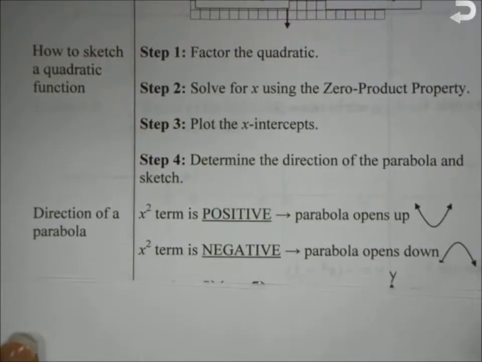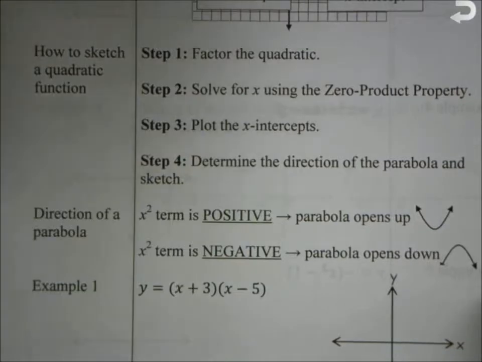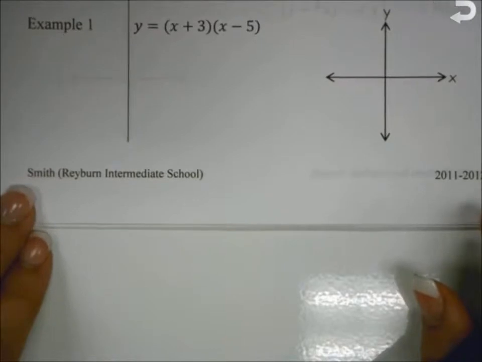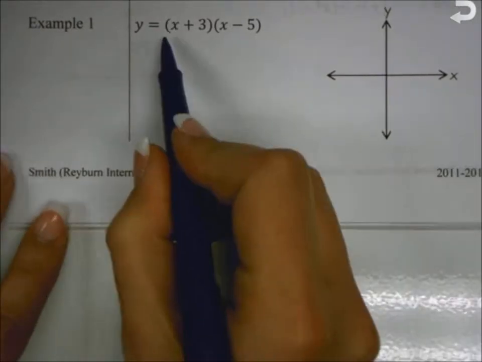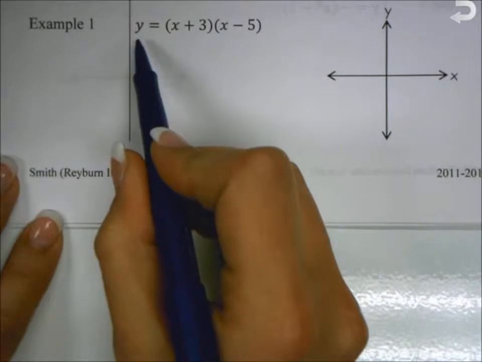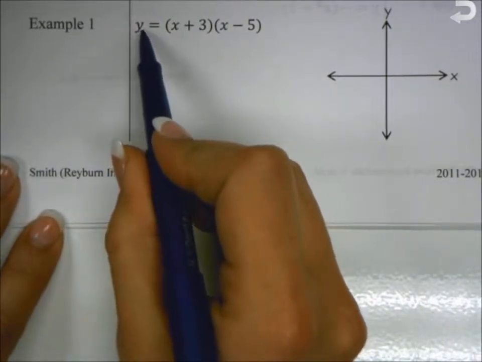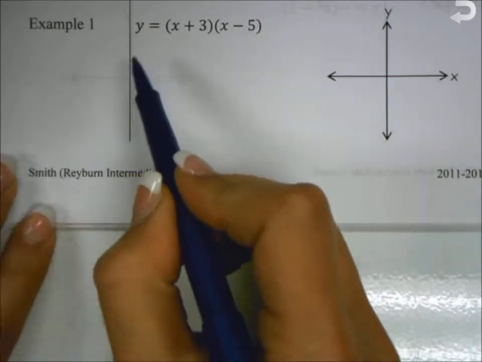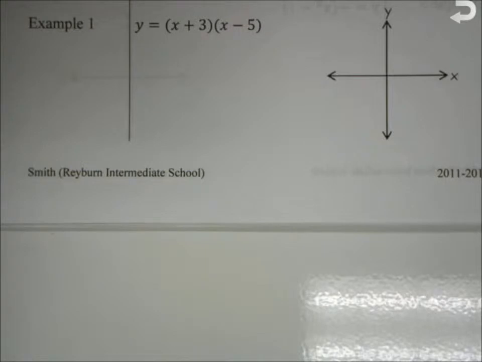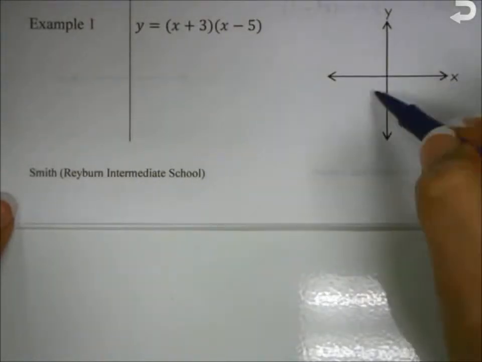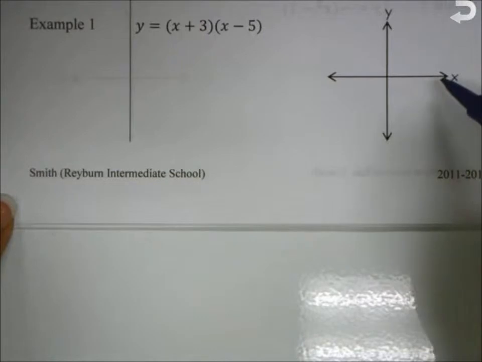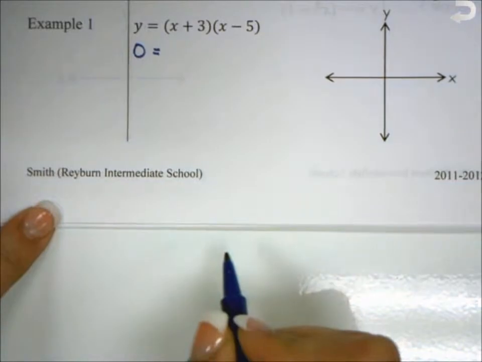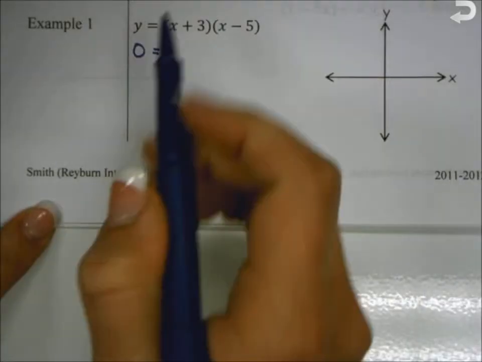So example 1, y equals x plus 3 times x minus 5. Now this one is already factored for us, but it's not set equal to 0. It's set equal to y. This is what we call a function when it's set equal to y. Since we are looking for the x-intercepts, that means that we're crossing the x-axis, so anytime along the x-axis, y is going to be 0. So we want to set that equation equal to 0. So all I'm going to do is plug in 0 for y, and then rewrite the whole thing.